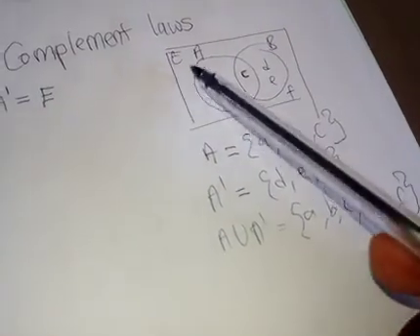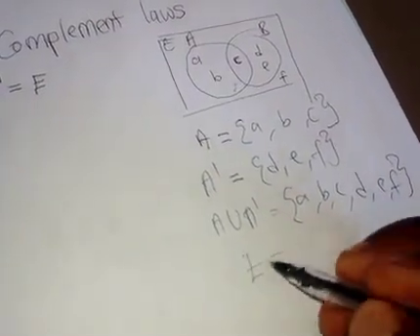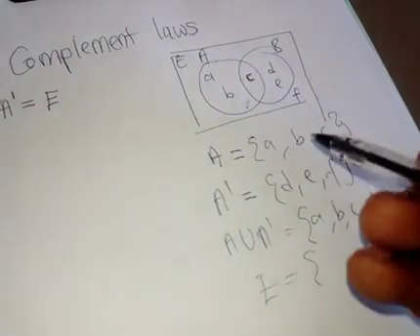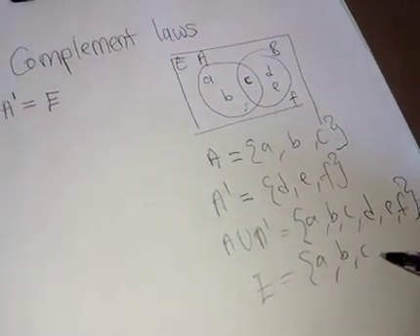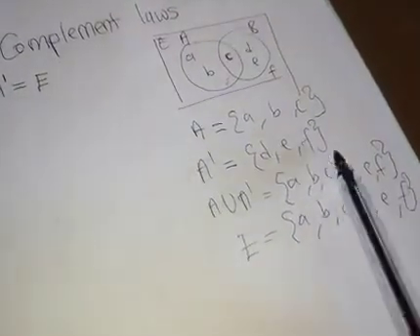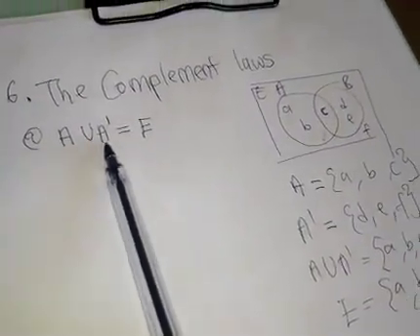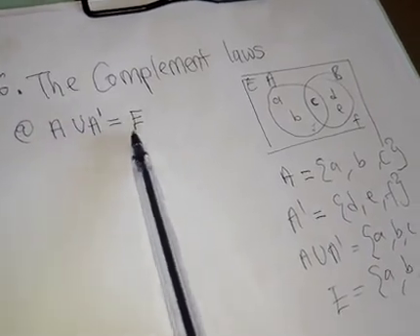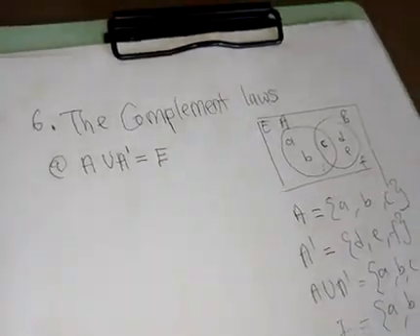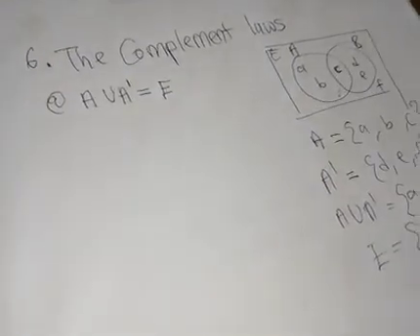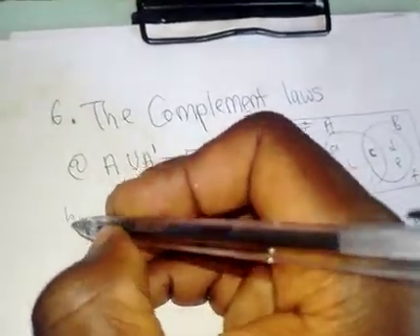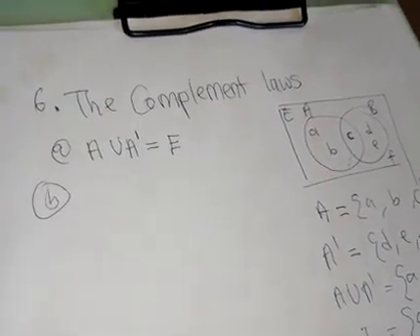Now let's compare. What do we have in the universal set? In the universal set, we have A, B, C, D, E, F. Everything is there. So as you can see, we have just proved using an example that A union A complement is simply the universal set. So you can have any set: B union B complement gives the universal set, C union C complement gives the universal set. So that's the first law under complementing laws.